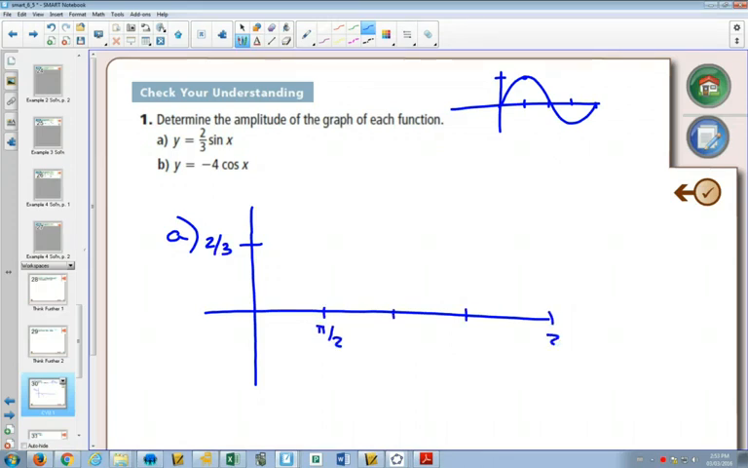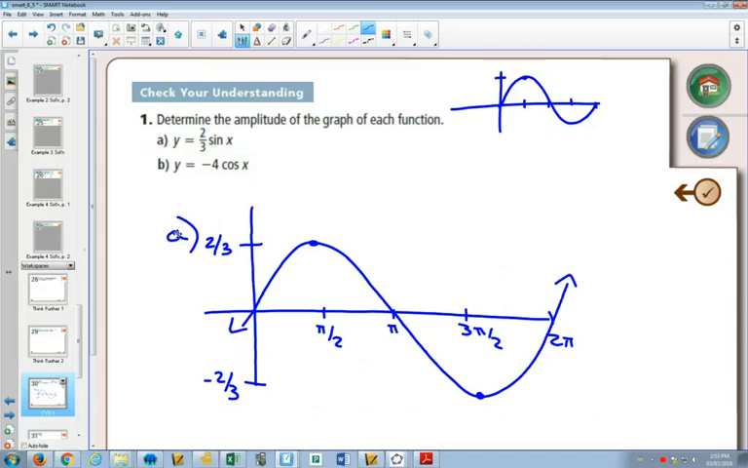If we split this up into our 4 sections and label them, it's now going to have a maximum at 2/3. And it's going to affect our minimum as well. Instead of being at -1, it's now going to have a minimum at -2/3. The rest of our graph has the same shape as before, because multiplying by 2/3 will not affect all of our zeros, all of our x-intercepts. So our graph has been squished a little bit. If I would have drawn these two on the same graph, the 2/3 graph would look like that, because it's been squished towards the x-axis. What's the amplitude of this one then? 2/3.